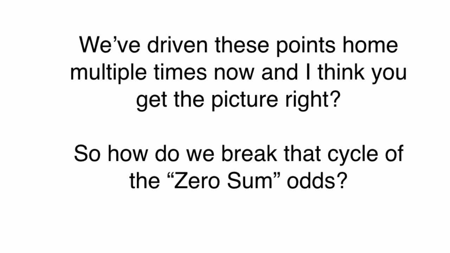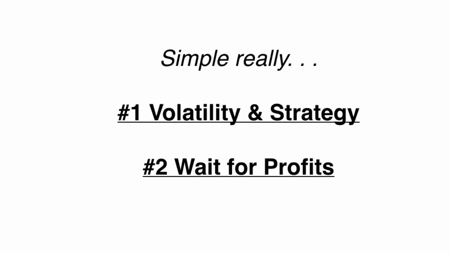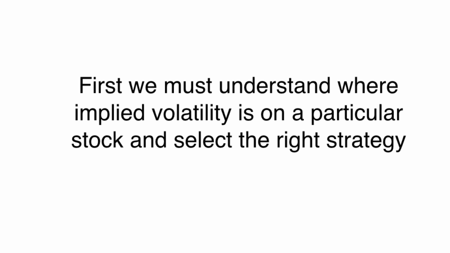So again, how do we break the cycle of the zero-sum odds? It's really simple. Number 1, we talk about volatility and strategy. And number 2, we talk about waiting for profits. And again, this whole idea and concept of risk management comes down to these 2 things: volatility and strategy, and waiting for profits. So first, we must understand where implied volatility is on a particular stock and select the right strategy. We go over this in our ultimate strategy guide here at optionalpha.com, which you'll have access to if you sign up for our free trial and membership.